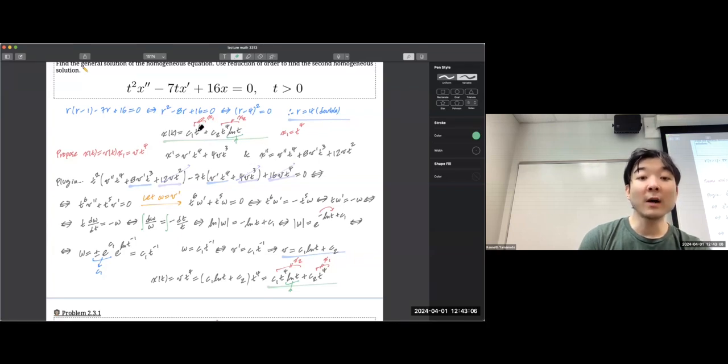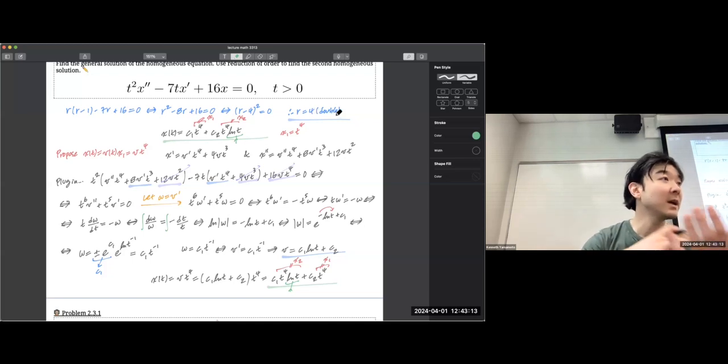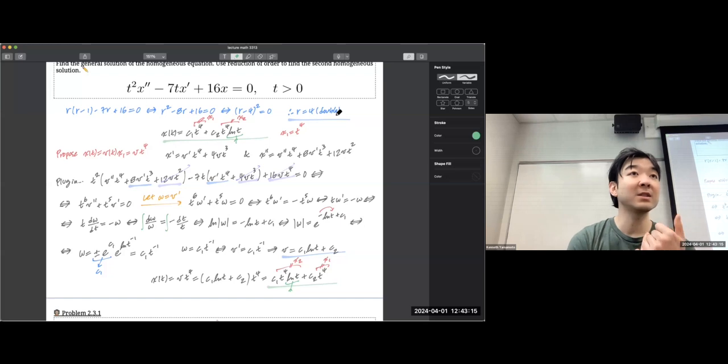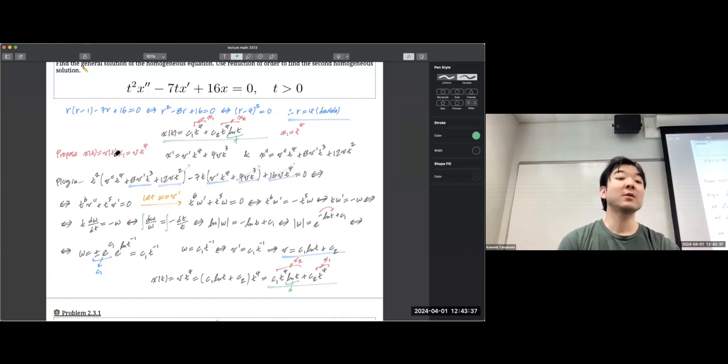So we know one of the solutions is for sure t to the 4 because we have r equal to 4. Since it's a double root, it's unclear what the other one is. I just told you at the beginning of class that it's going to be the same thing multiplied by ln of t, but this is the justification for why. We take the homogeneous solution we're comfortable with, t to the 4, multiplied by some function v of t, to be determined. We're going to determine that function v of t so that this is forced to satisfy the differential equation.